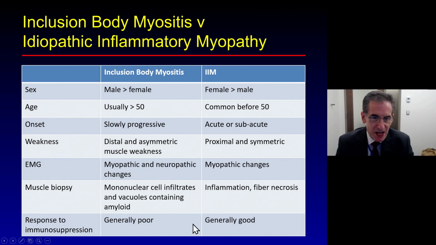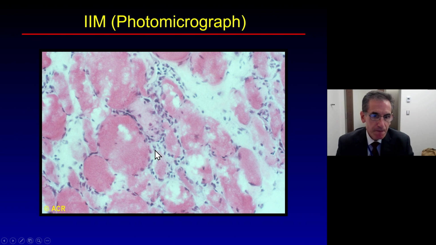So if you have a patient who is being treated, quote unquote, for polymyositis or dermatomyositis, and they're not responding to therapy, you need to begin to wonder whether they may have something different, such as inclusion body myositis. And that's important to consider.